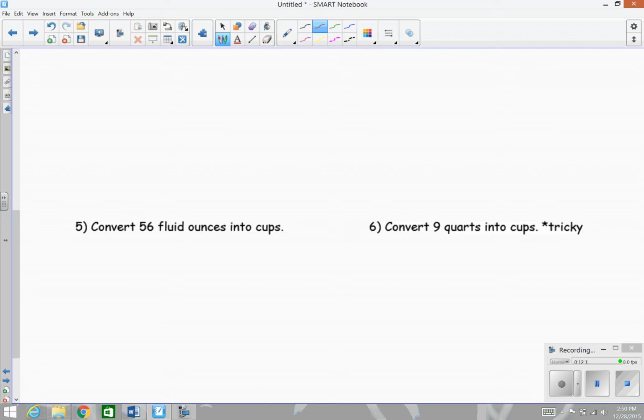I'm going to collect these 6 problems from you tomorrow, most likely. So make sure that you've tried not only those 3 metric problems, but these 6 customary problems. If you have any questions, jot them down. I do expect you to at least attempt every question.